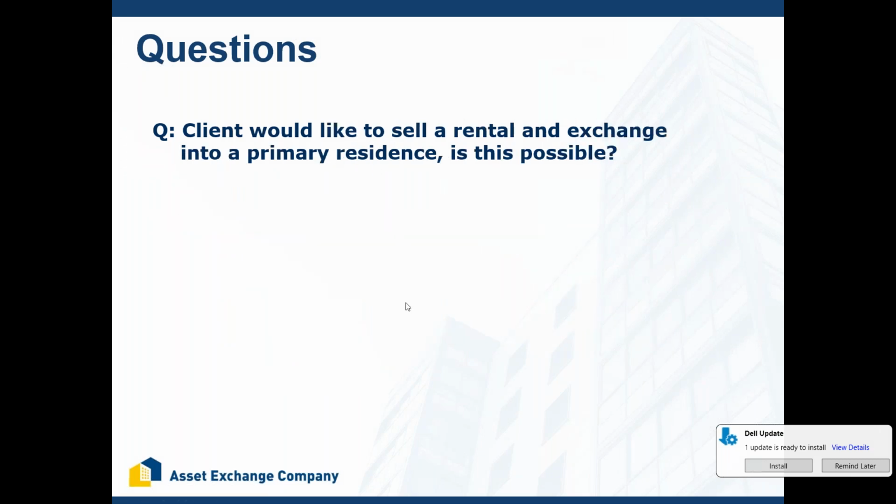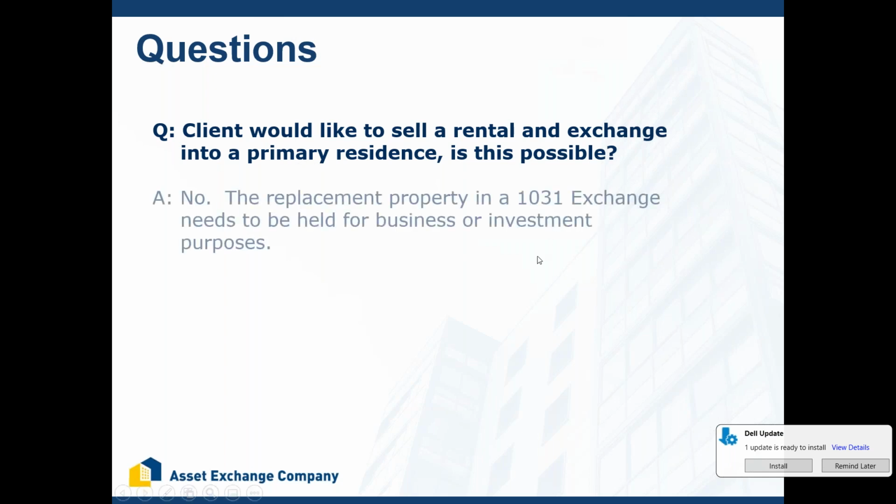All right. I think this is the last question. Client would like to sell a rental and exchange into a primary residence. Is that possible? Absolutely not. But guess what, ladies and gentlemen? There's a way to do it. What you can do is you can rent the property out for 2 or more years, and then you can boot the tenants out, and then you can move in. That's a way to get around the rules.